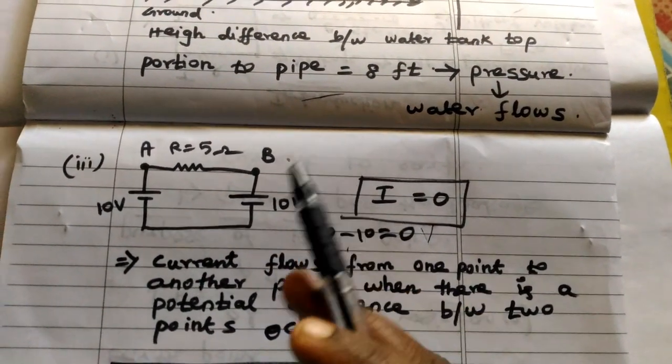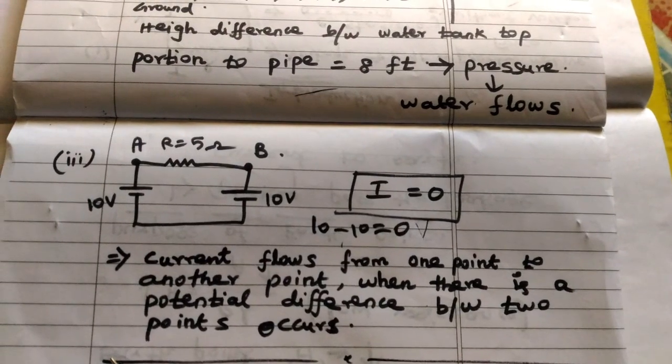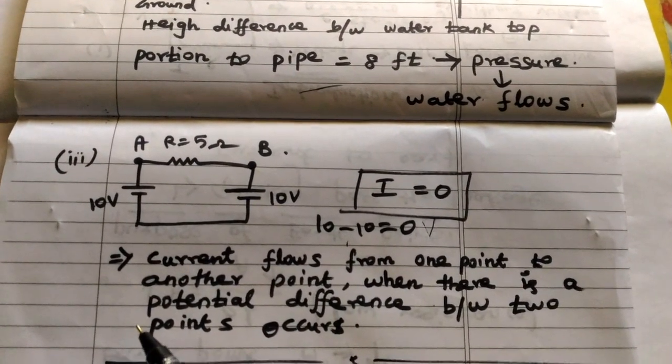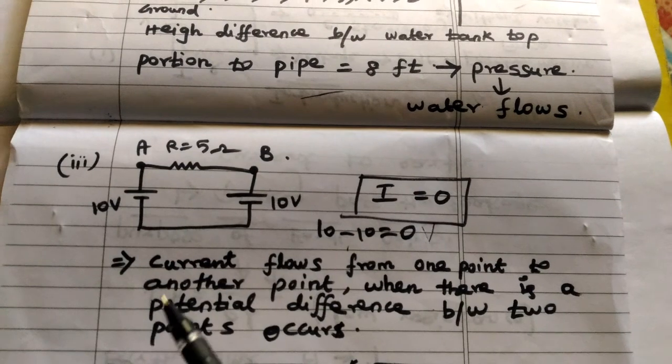So these are some basic concepts about current and how to identify the direction of current when the circuit has more than one voltage source.